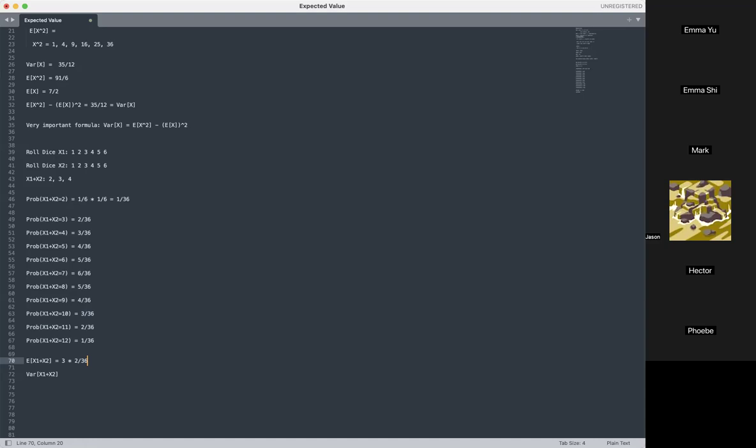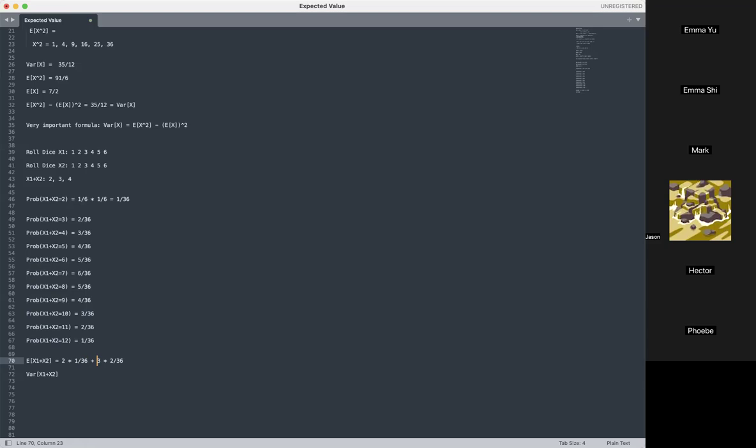1 divided by 36. Yeah, that's correct. So each value times its corresponding probability, right? This is not something too hard to memorize or understand, right? Because you calculate the average value, you just say, okay, it can take the value of 2. It can also take the value of 3, right?